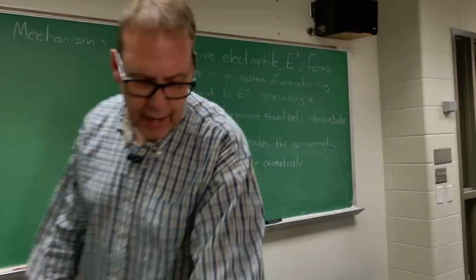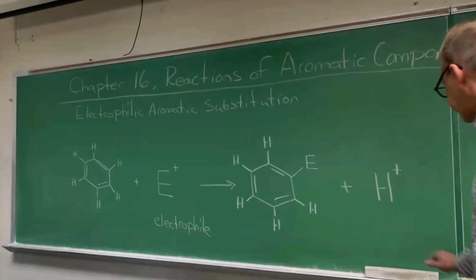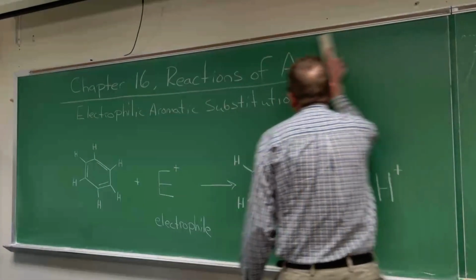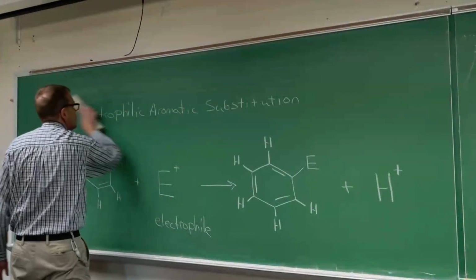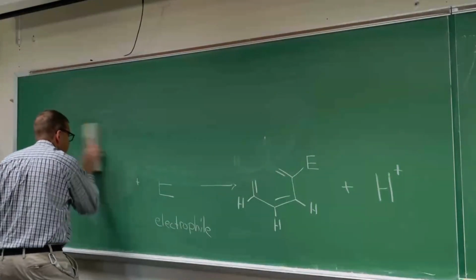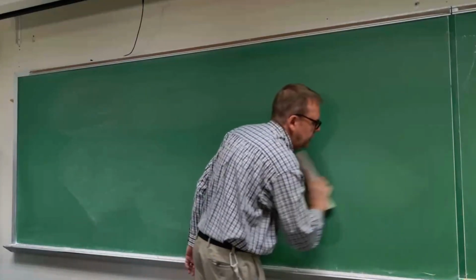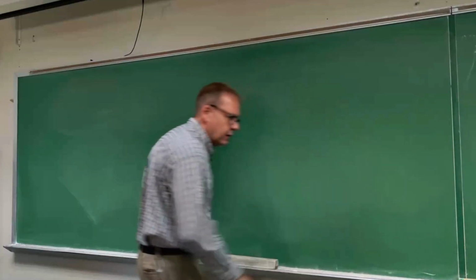So let's talk about mechanism in a general sense. And we'll think about all of these steps as we go along. What happens in step 2? What's the non-aromatic intermediate? How does it get deprotonated? All that sort of stuff. Okay, so first step is make E+, the active electrophile.